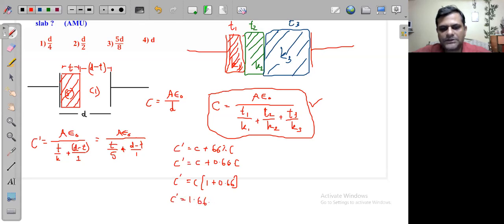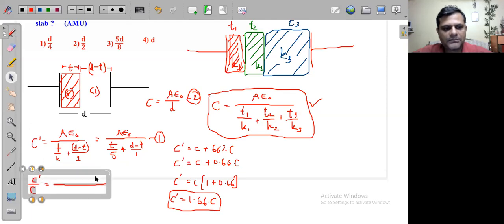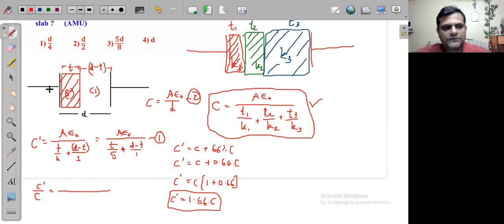1.66 into C here. तो C dash और C के बीच में relationship हमको मिल गया, and this relationship requires the ratio of this C dash and C to be taken here. So if we just give this as equation number 1 and this as equation number 2, then we can just divide this equation 1 by 2 and get this C dash upon C left here, which will be actually equal to C dash upon C is going to be equal to, अभी देखो C dash का वैल्यू क्या है, ये पूरा है A epsilon naught, or we'll just take this slightly below so that confusion will not take place.